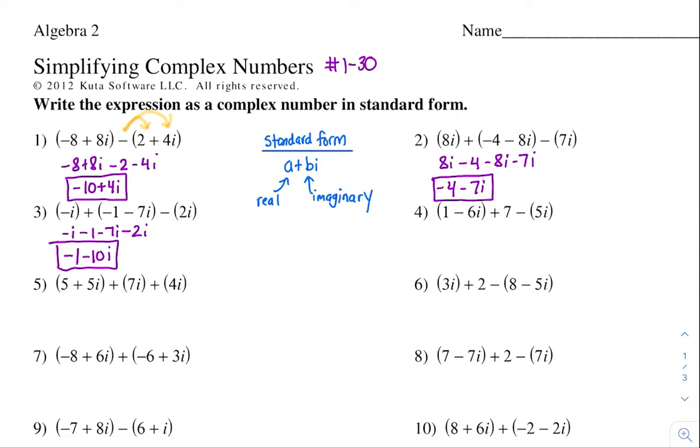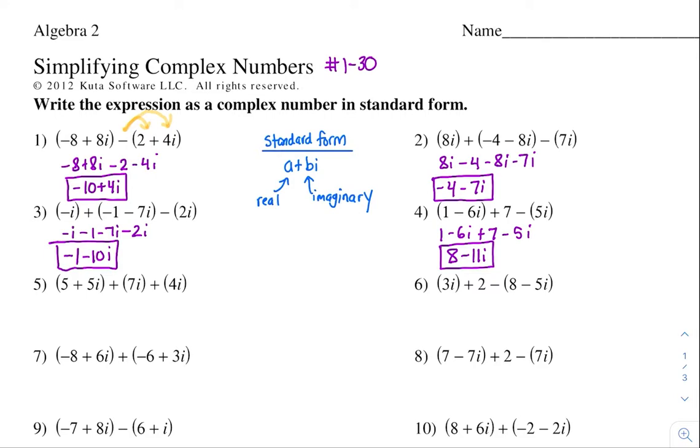Okay. Number 4. We got 1 minus 6i plus 7 minus 5i. Okay, real numbers in the front based off standard form, right? 1 plus 7 is 8. Negative 6i minus 5i is negative 11i. Real number in front, imaginary in the back.